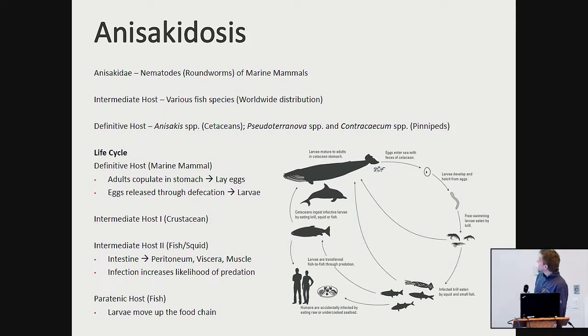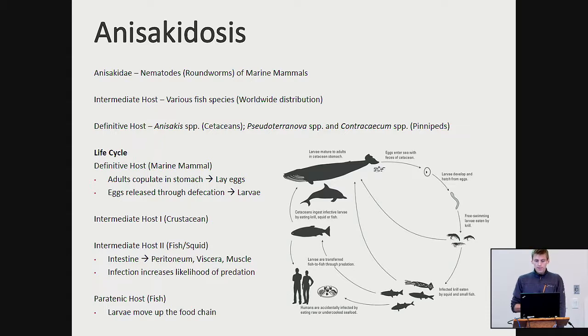So the next disease I was going to talk about is anisakidosis. This one's a bit more serious. Anisakidae is a group of parasitic nematodes, or roundworms, that typically infect marine mammals. They're global in their distribution, and they have a broad host range, so they can affect various fish species.